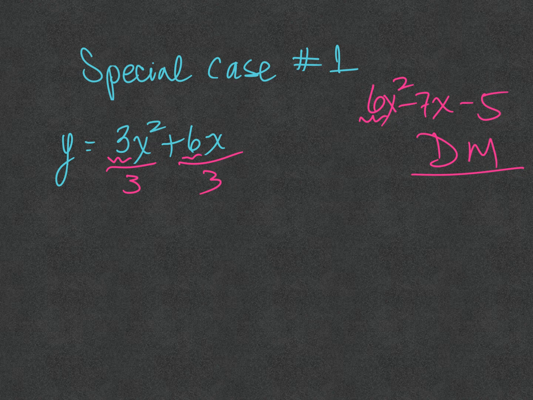But look also, they have something else in common. Remember that the GCF is not just a random factor, it is the greatest common factor between those two expressions. And not only can you divide both by 3, but you can also divide by x. So you can take a 3x out of both of those. So you're left with y equals 3x. So 3x squared divided by 3x is x. And 6x divided by 3x is 2.